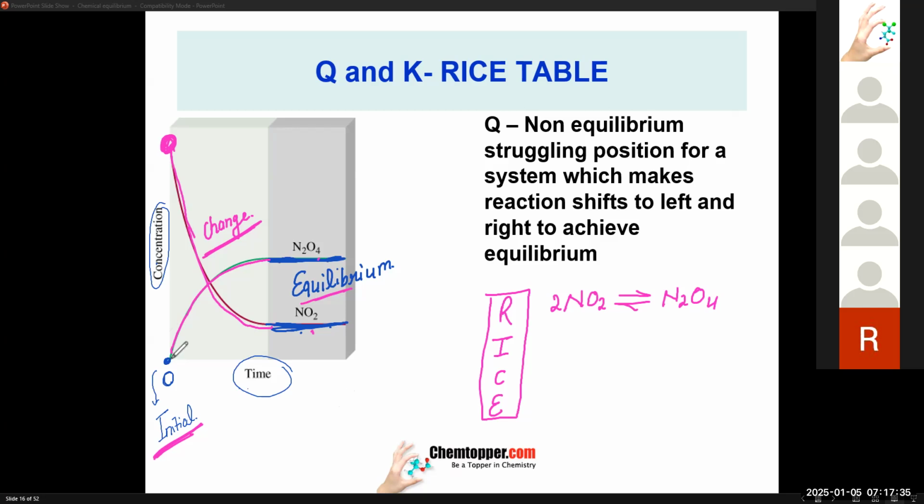Yes, Pragnya. See initial. At the time of initial, which one is zero? Yeah, product is zero. N2O4 is zero at the time initial. So it means it is the product. It is not formed when the time is zero, when you just started the experiment, the reaction has not started. When the reaction has not started, you have only NO2, right? This is NO2. This is N2O4. Can you see the Rice here? Reaction, initial, change, equilibrium.